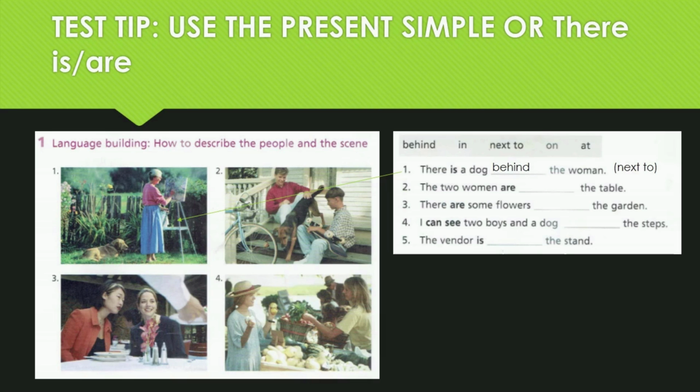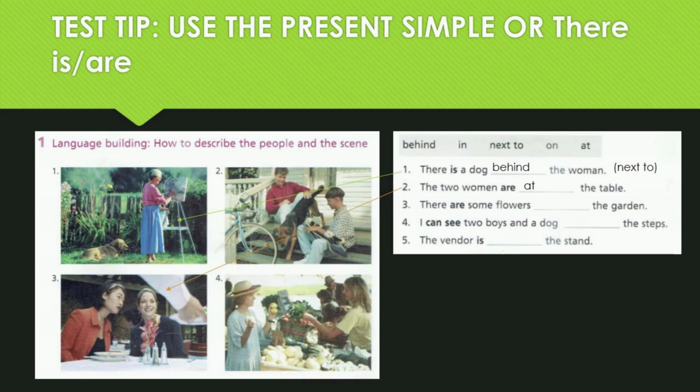Sentence number 2. The two women are blank the table. So there are two women in this picture. Then we are describing picture number 3. The two women are blank the table. These are the two women, and this is your table. And among the prepositions that we have in here, the answer should be at. That is, at the table.